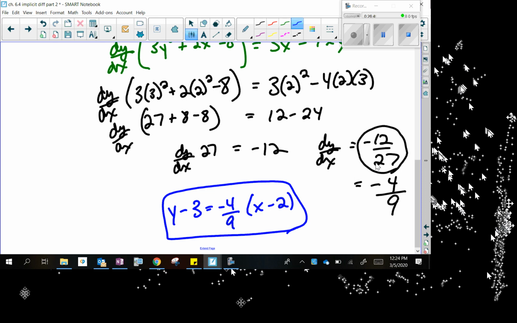So for 17, 19, and 21, you're given the point, and you have to come up with the equation. 27 and 29 are like this last one, where you have to come up with the y value first, and then find the slope, and then find the equation. All right, and we'll just be done.